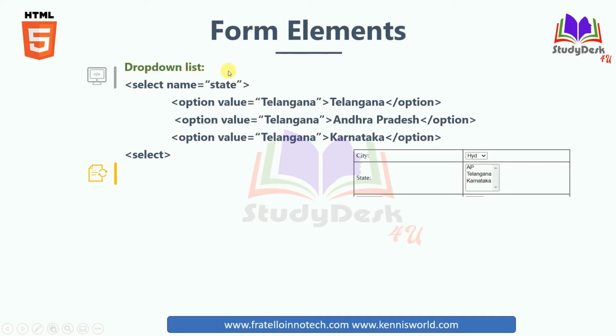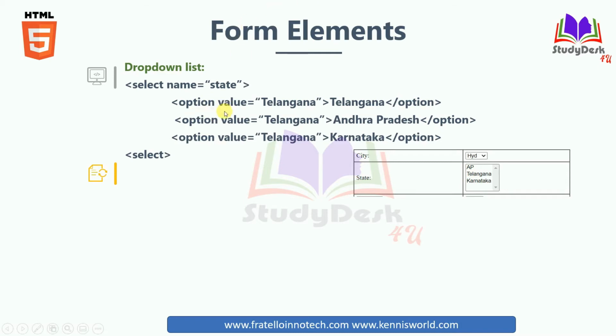The name equal to whatever you want, you can write. Here I have written state. Otherwise you can write city here. And the next one is option. By using this we can define an option that can be selected. So which option you want to select, that option we have to mention in this option element.